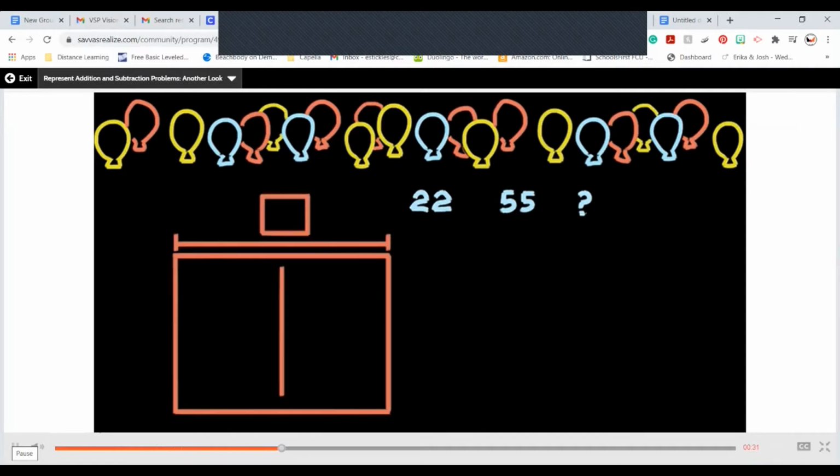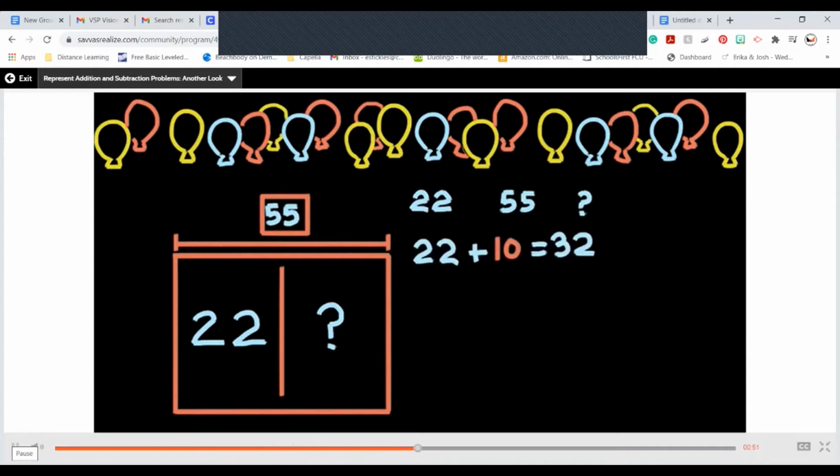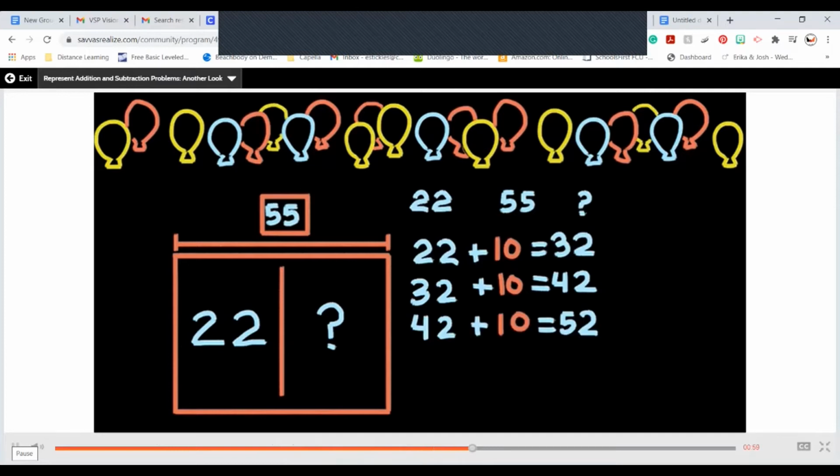Ooh, ta-da! A bar diagram. I can write 55 at the top and 22 on the left side and put a question mark for the part I don't know. Looks like I can add on from 22 to get to 55. 22 plus 10 equals 32. 32 plus 10 equals 42. 42 plus 10 equals 52. 52 plus 3 equals 55.